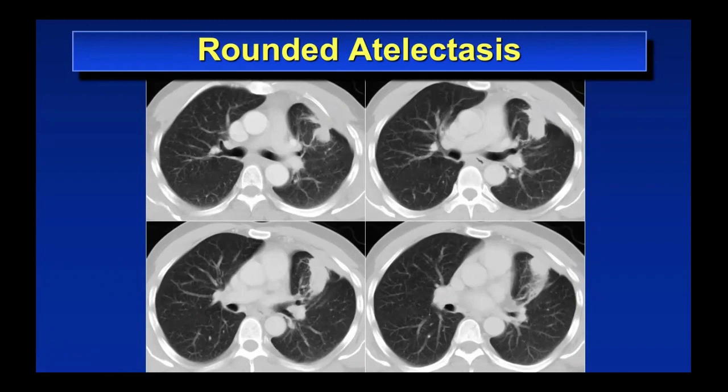We need to see volume loss. Notice that the left lung is smaller than the right. There's definitely volume loss here. Look at the ribs, they're closer to each other than on the right side.